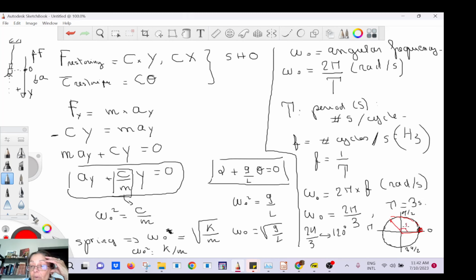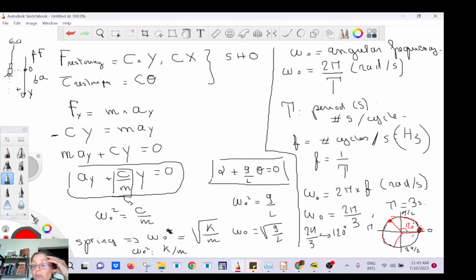So that's going to be 120 degrees in 1 second. So it's going to cover 120 degrees in 1 second. So in 2 seconds, it's going to be 240 degrees. Okay. So that's another 120. And then 3 seconds is going to be 360. So that's the meaning of angular frequency.